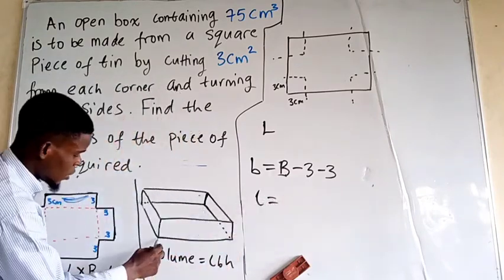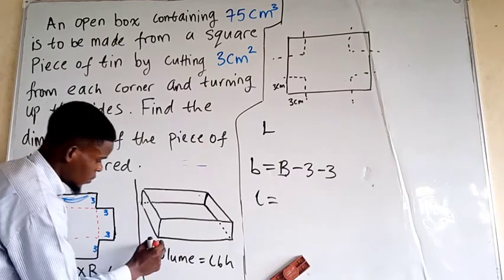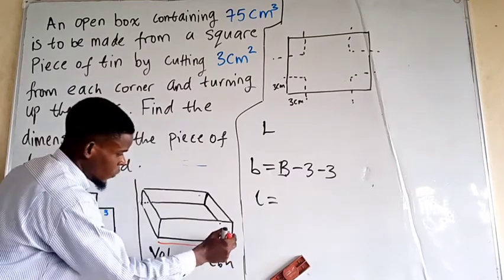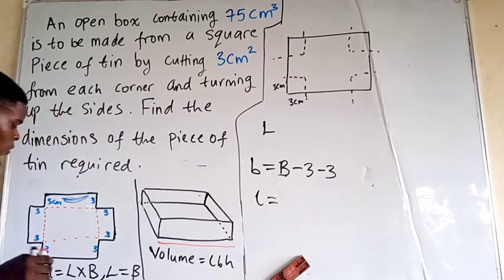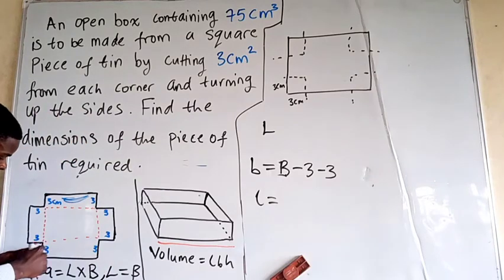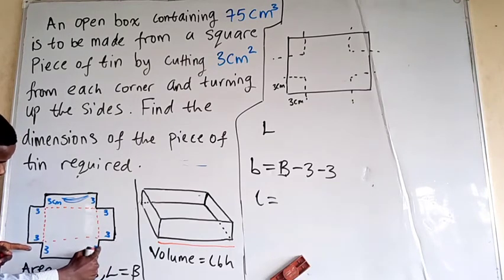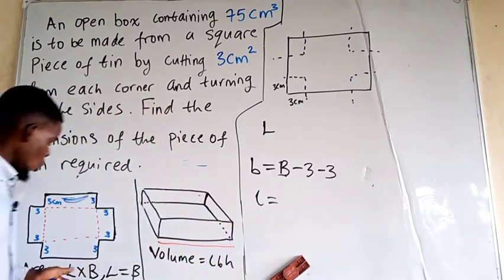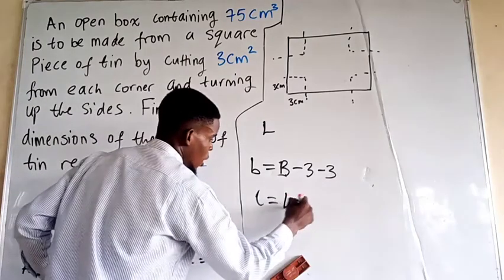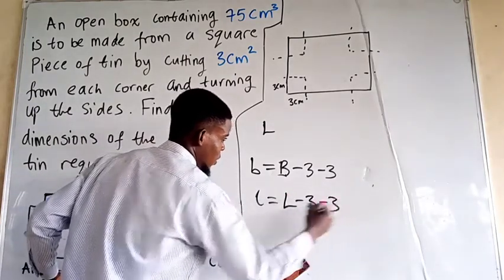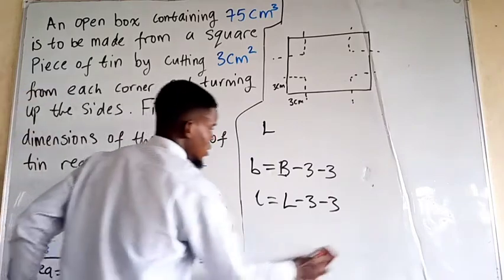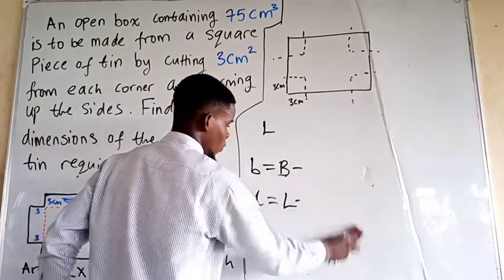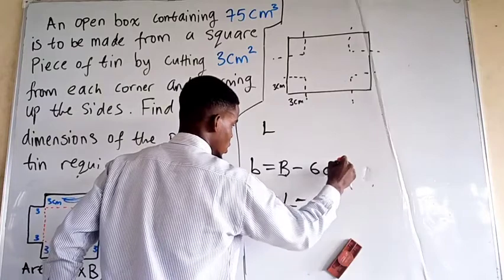Now this length here, from here to here, is gotten from this other side by cutting off this one and cutting off this one and turning it up. So it has been reduced by 3 and it has been reduced by 3. So it is actually going to be the normal length of the piece of tin minus 3 minus 3. So you see that you've taken 6 centimeters away from this, and you have also taken 6 centimeters away from this.